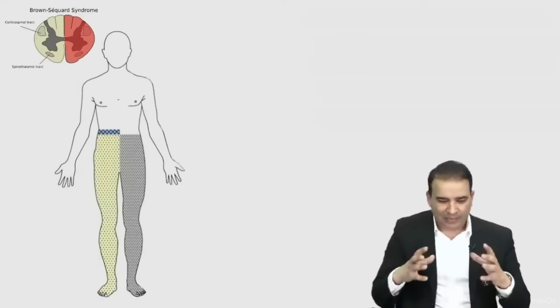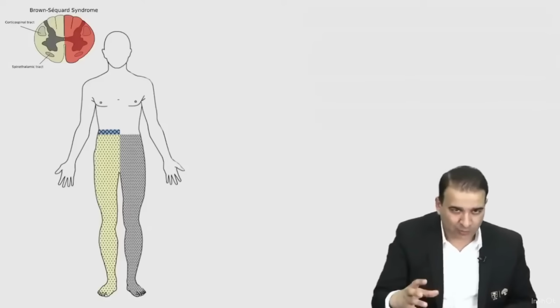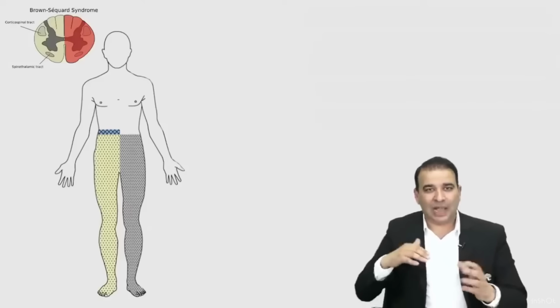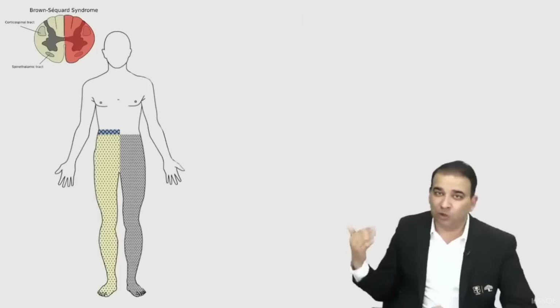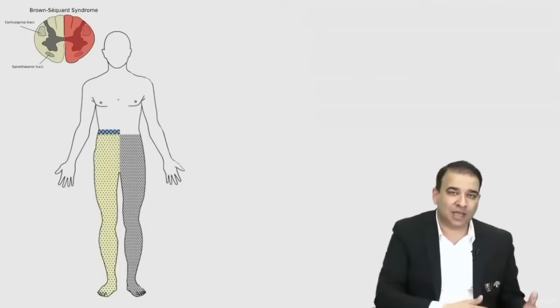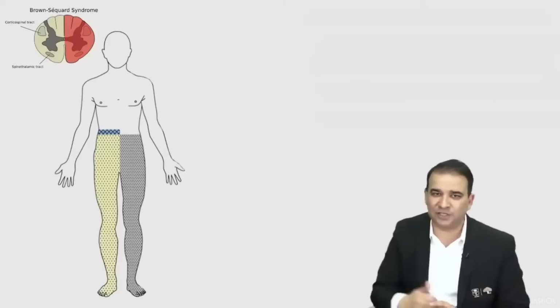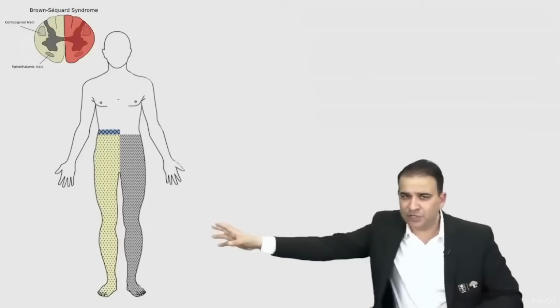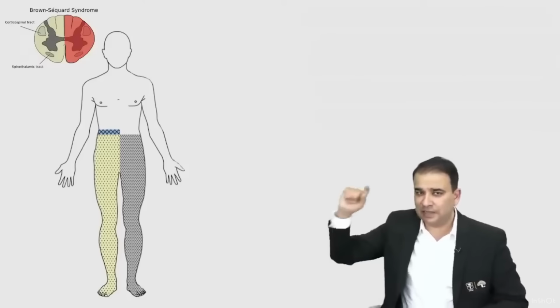Now I know in Brown-Séquard syndrome, usually the problem is what will happen at the level of the lesion, what will happen below the level of lesion, what will happen on the contralateral side, what will happen on the ipsilateral side. So let's fetch the answer to these questions here. Different shades and colors are given over there. Now let's take them one by one, guys.